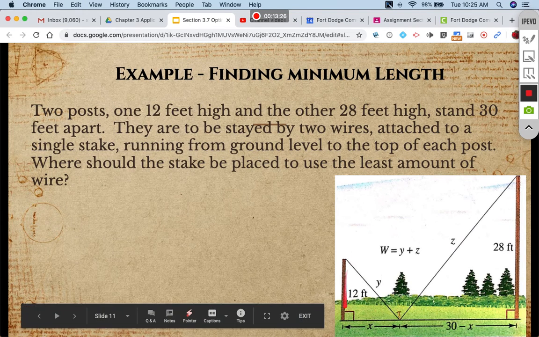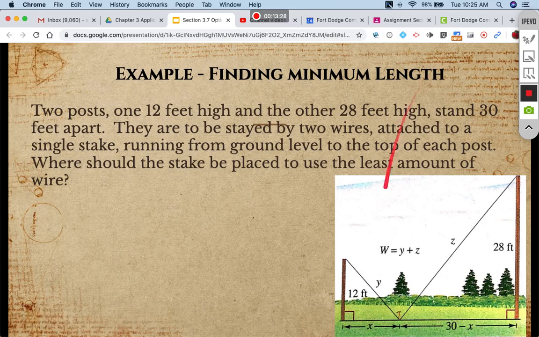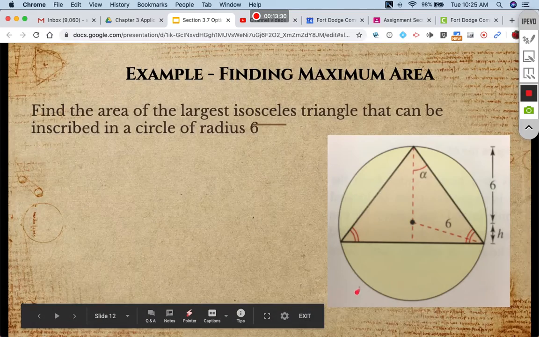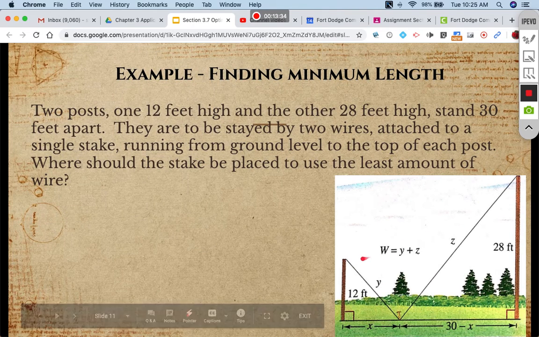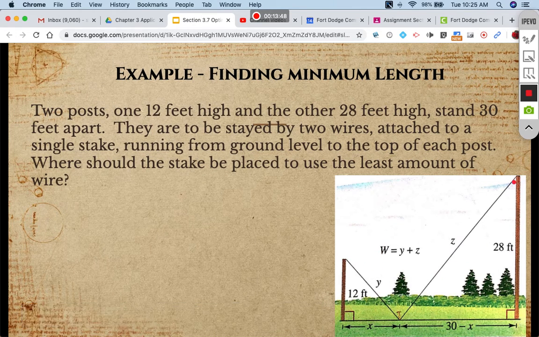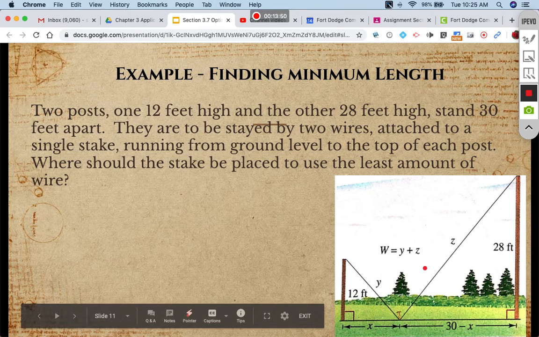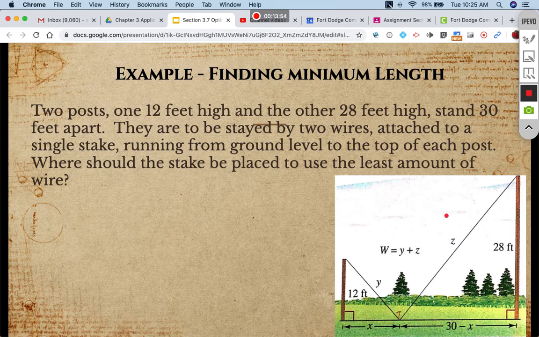So here we've got a picture for you to make things a little easier. We've got 2 posts, one's 12 feet high, one's 28 feet high. They're 30 feet across. We're going to put a guy wire attached to a post here. So we'll go down from there and then up to here. We want the least amount of wire.